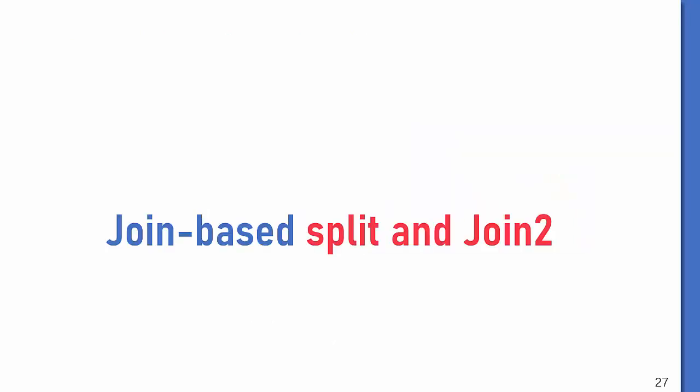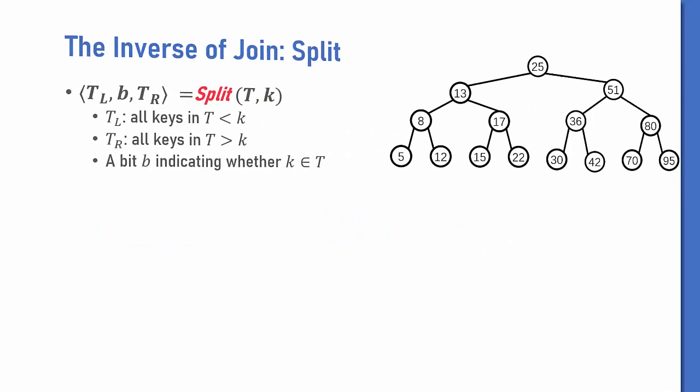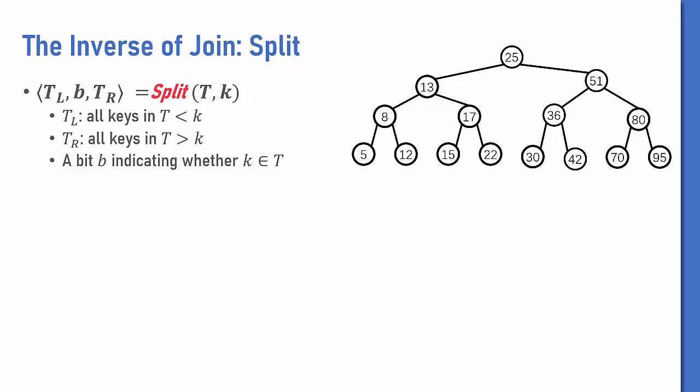The next two functions I want to mention are split and join2. They are also useful helper functions in some other algorithms, so I want to talk about them here. They're also based on join and are independent of balancing schemes. The first algorithm I want to talk about is called split. Split is somehow the inverse of join.